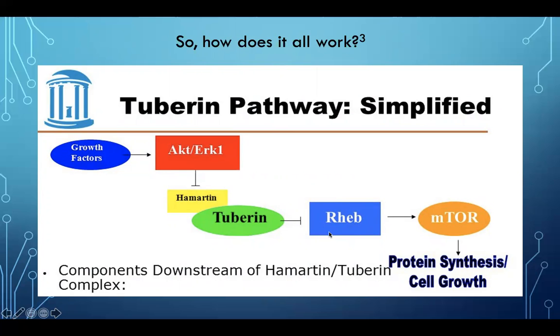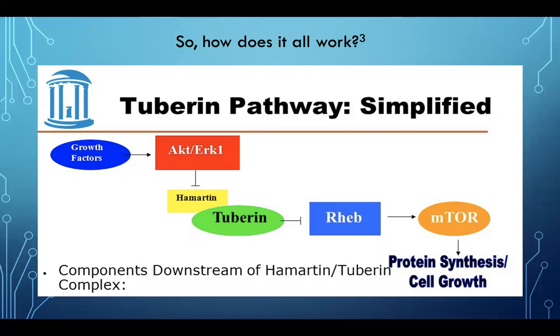This then moves on to Rheb, which actually stands for Ras homolog enriched in brain. It's a GTP binding protein, which activates mTOR. mTOR, which stands for mammalian target of rapamycin, will then directly phosphorylate transcription factors. And transcription factors initiate and are responsible for protein synthesis and cell growth.